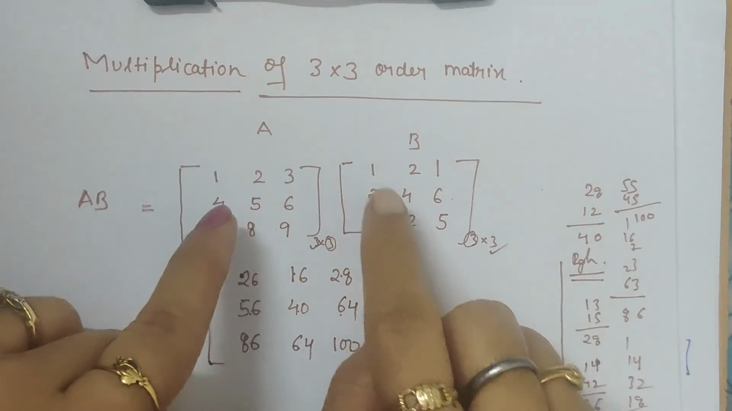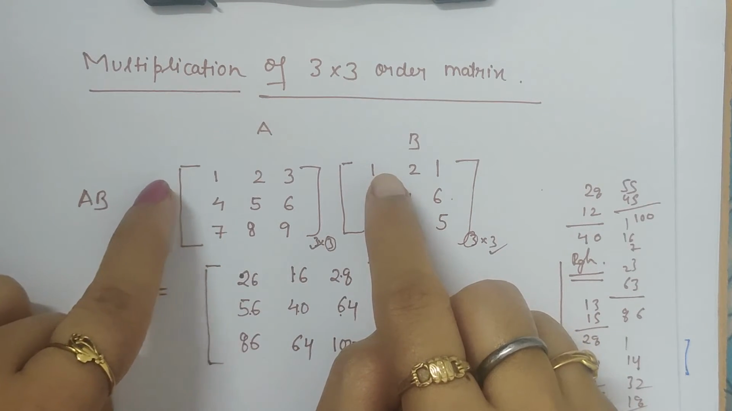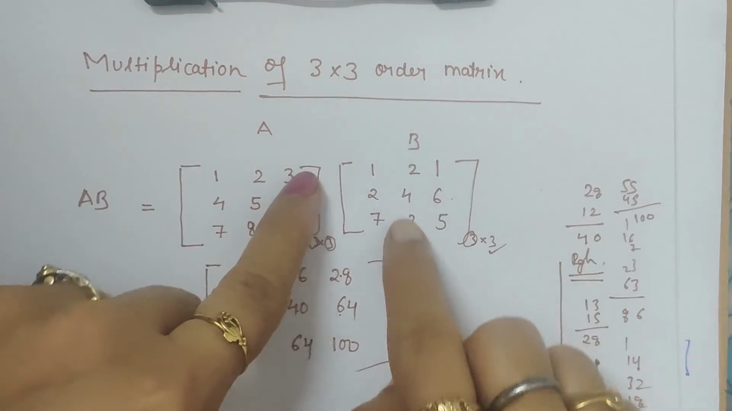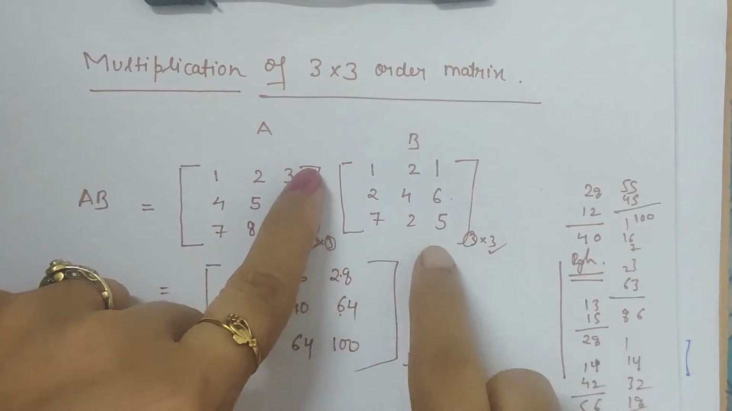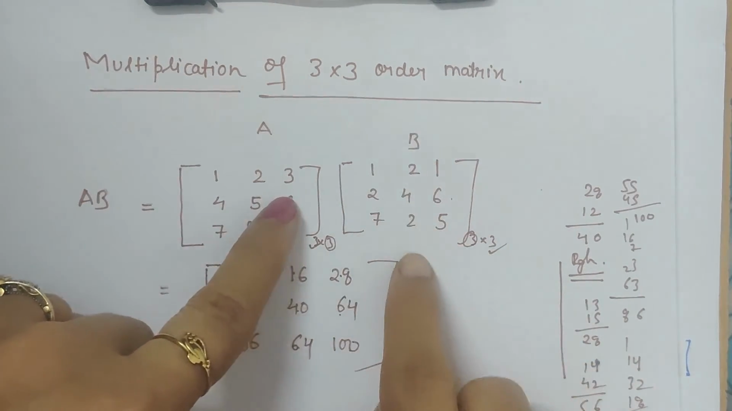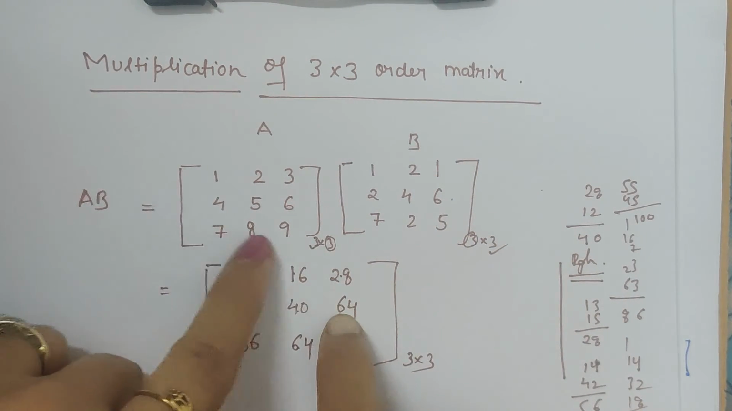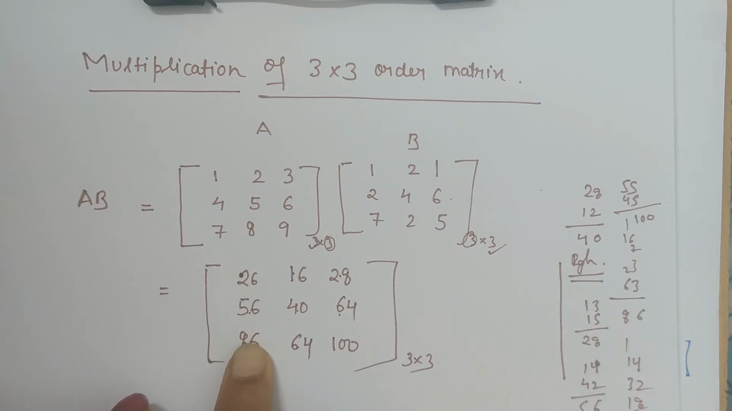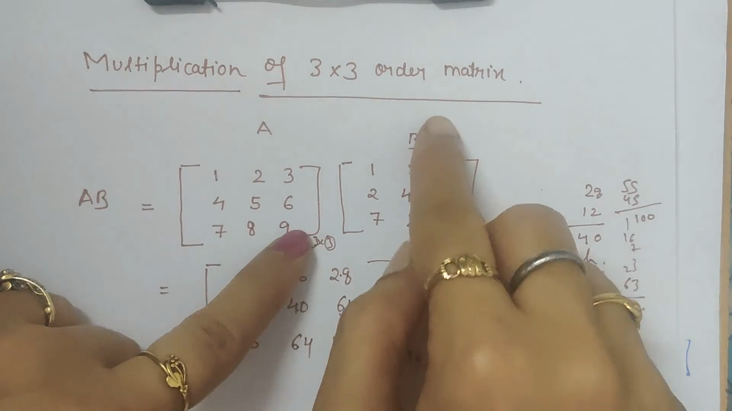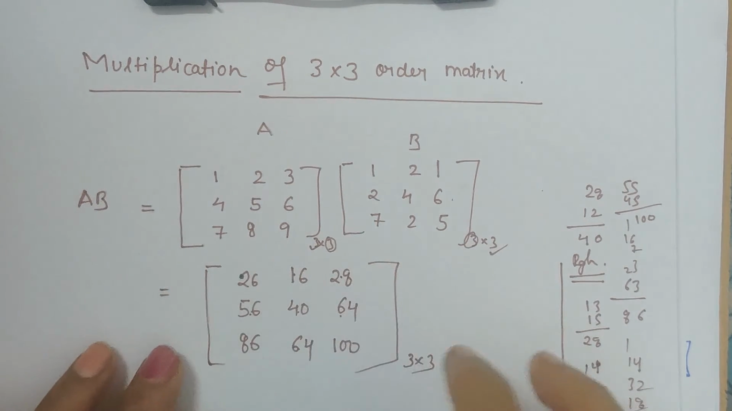We just have to go in this way. The first entry is obtained by doing the operation of the first row with the first column. This will give this entry. Then first row with second column gives this entry. First row with third column gives this entry. Second row, first column gives this entry. Second row, second column gives this entry. Second row, third column gives this entry. Similarly, third row, first column gives this entry. Third row, second column gives the second element of the third row. Third row, third column gives the third element of the third row. So this is how matrix multiplication is done.